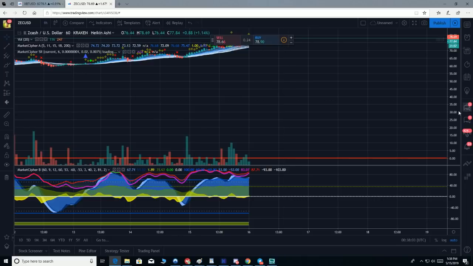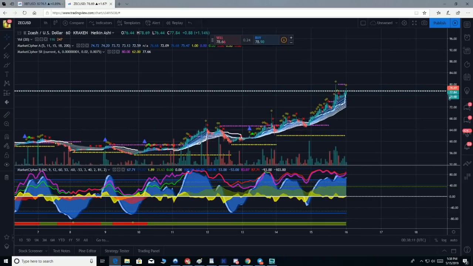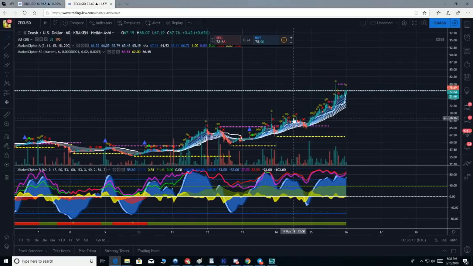Zcash, baby! That's a coin. Whenever I buy it, I hold it. I don't sell any Zcash, so I have a nice little stash of Zcash. I don't even know how much I have.